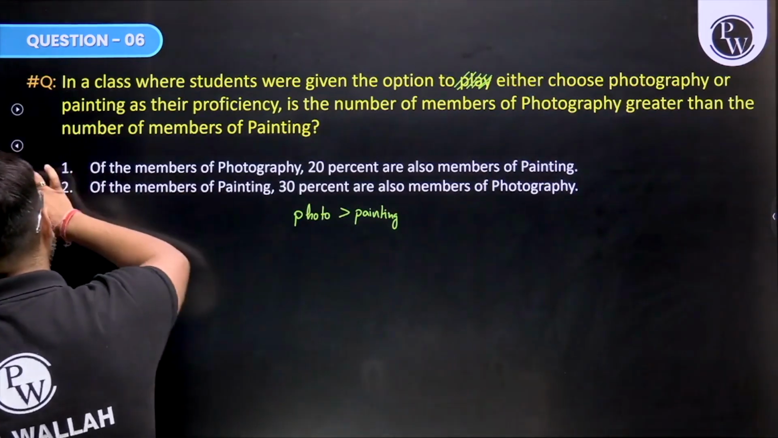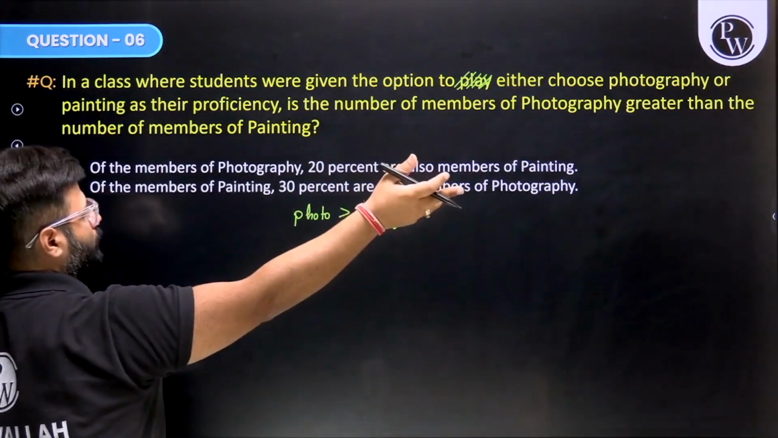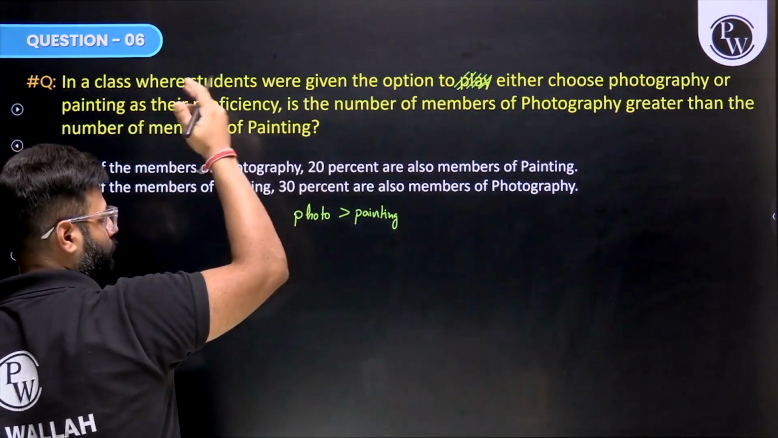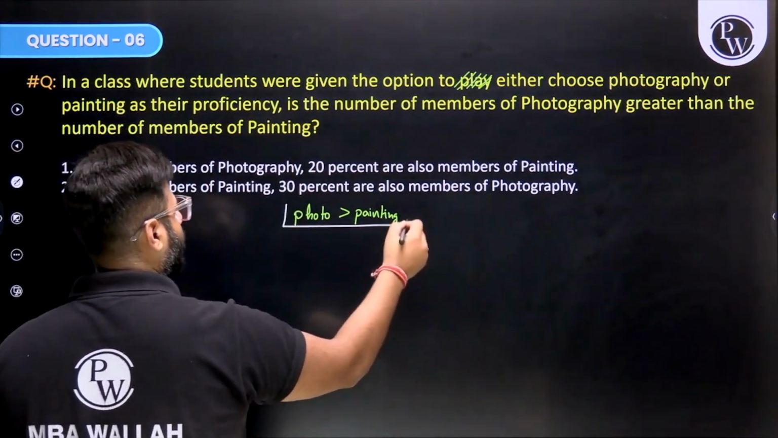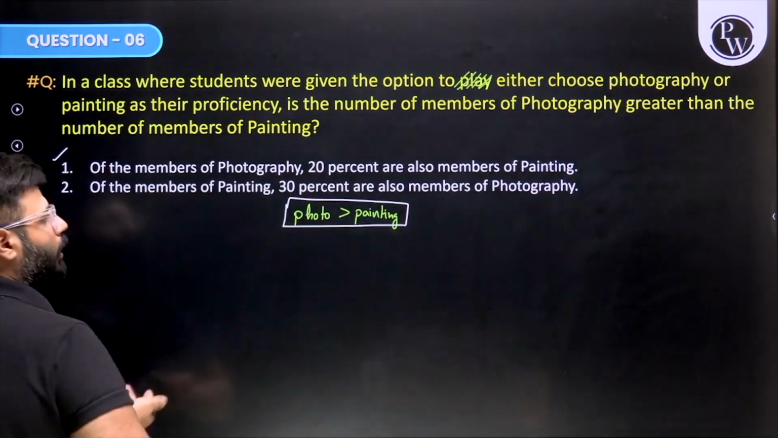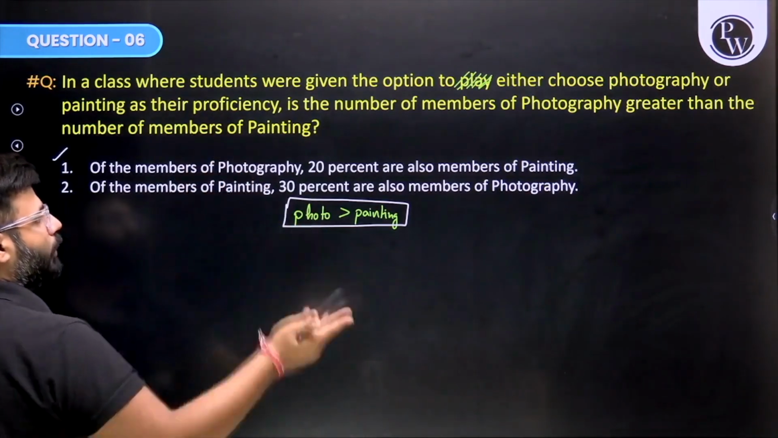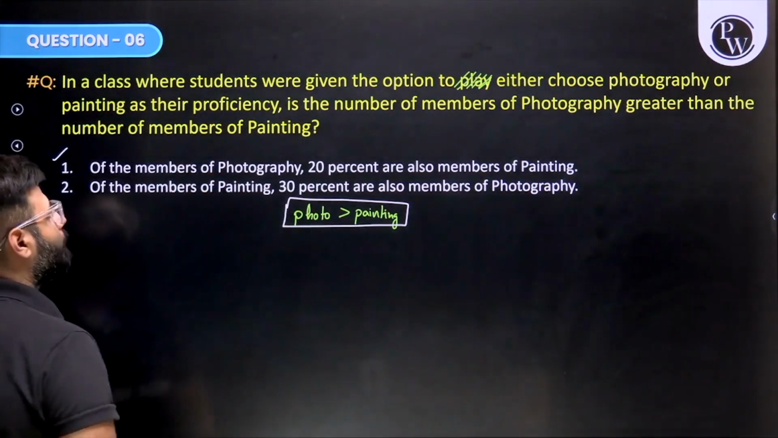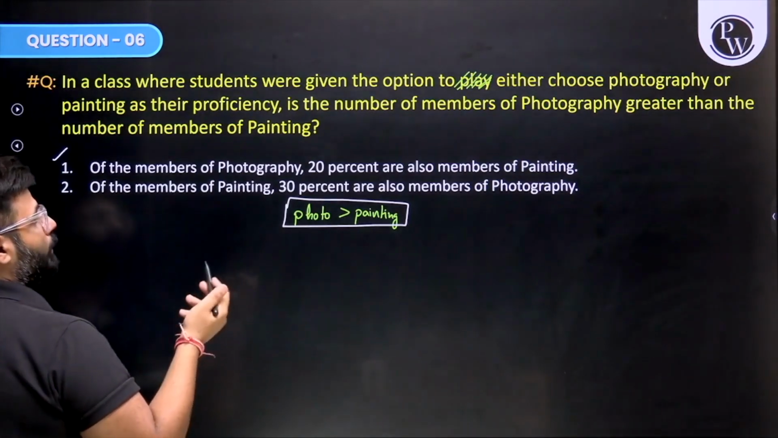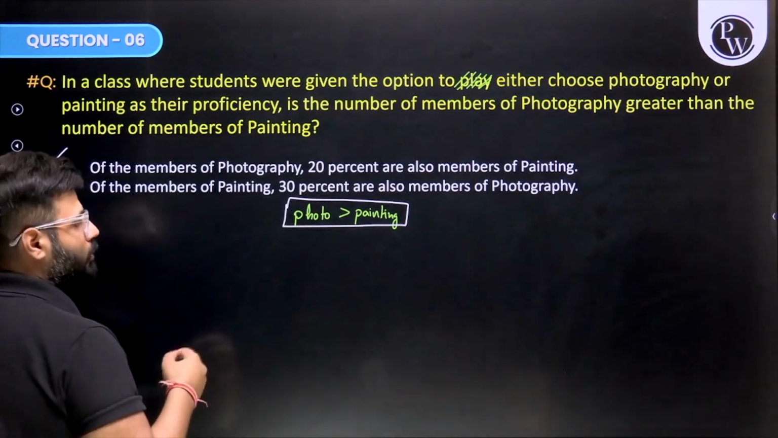And of course, we can see that there is no data given to us, neither the total people, nor any number of people in photography, nor in painting. So it is difficult to know where to start from. I have nothing to explore over here more. This is what he's asking me. Of the members of photography, 20% are also members of painting. All right.